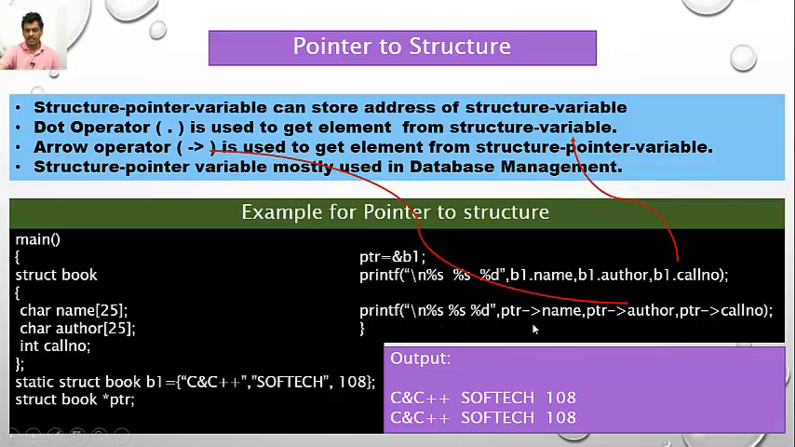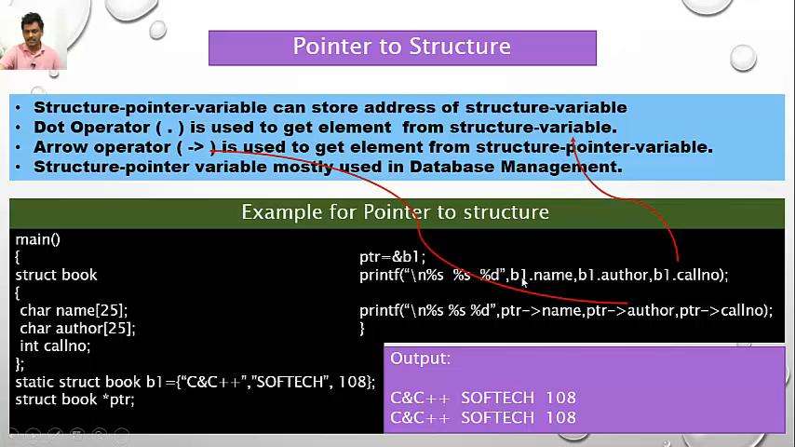The next printf statement: percentage d, PTR arrow name, that is hyphen greater than, PTR arrow name, PTR arrow author, PTR arrow call number. So PTR is a structure pointer variable, and that structure pointer variable has stored the address of B1. Here we use the arrow operator to get the value from the structure pointer variable. So PTR arrow name, PTR arrow author. It displays the same result.